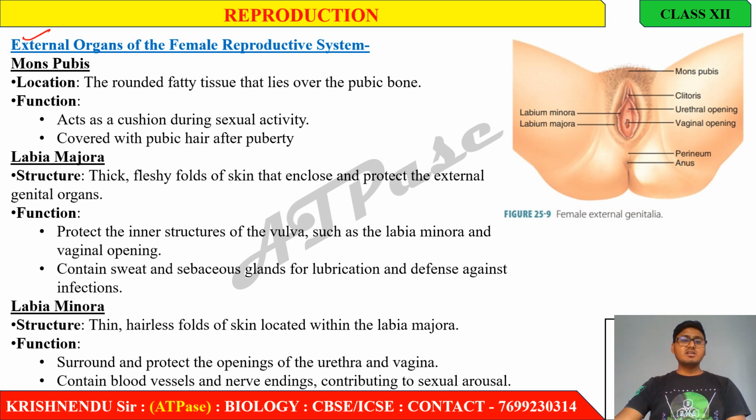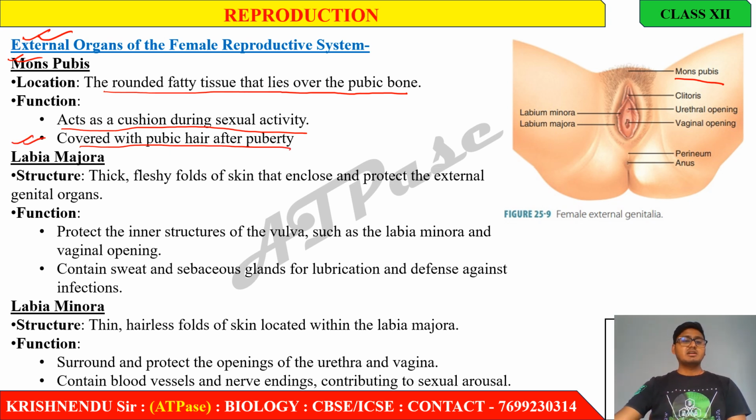Next, the external organs of the female reproductive system. At first, the mons pubis. Where is the mons pubis? This is the mons pubis. Location: the rounded fatty tissue that lies over the pubic bones is known as the mons pubis. The function of the mons pubis is to act as a cushion during sexual activity, and it is covered with pubic hair after puberty.